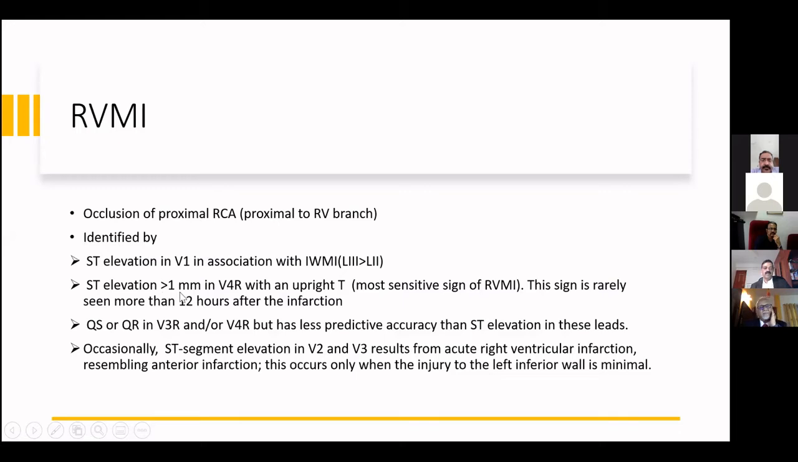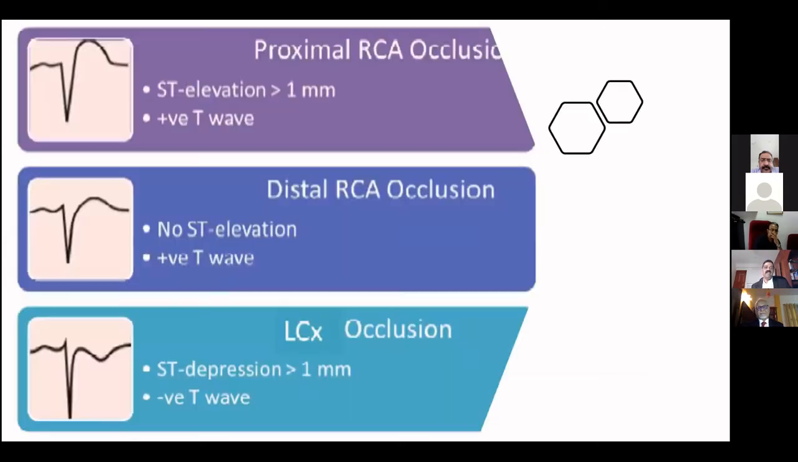ST elevation of more than 1 millimeter in V4R with upright T waves, QS or QR in V3R and V4R. Occasionally, ST segment elevation in V2, V3 also may be suggestive of RV infarct, which many times we tend to diagnose as a simultaneous RV and LV infarct, I mean inferior and anterior infarct. So this is how a proximal RCA infarct with an RV infarct would look, and an RCA occlusion without an RV infarct, and the LCX occlusion, just to differentiate between the three formats in people with lead 2, 3, AVF ST elevations.